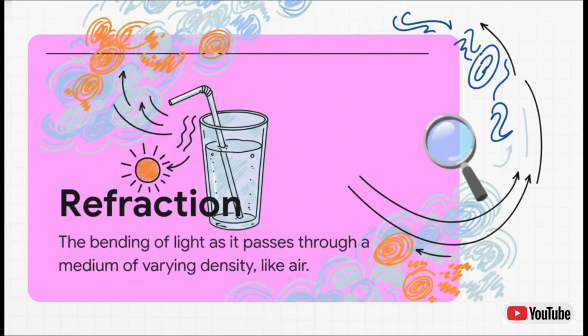This bending has a name. It's called refraction. And you've seen this a million times. It's why a straw in a glass of water looks like it's broken at the surface. Light travels at one speed through the air, and then a different speed through the water, so it bends. And here's the cool part. The exact same thing happens when light travels through air that has different temperatures or pressures, because all of those things change the air's density.